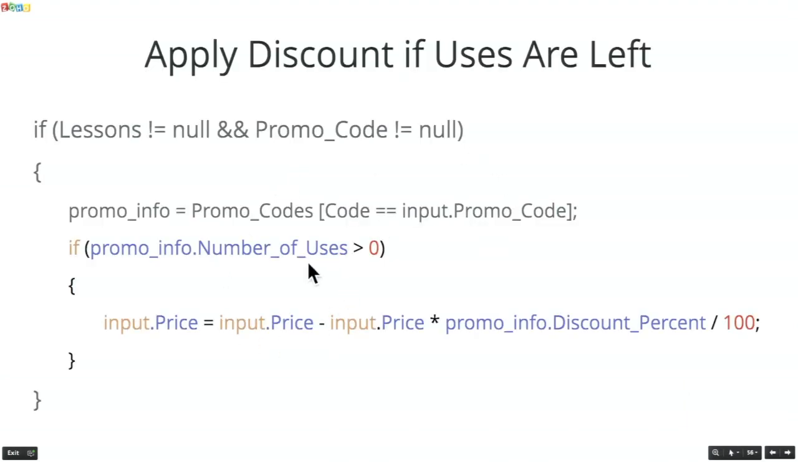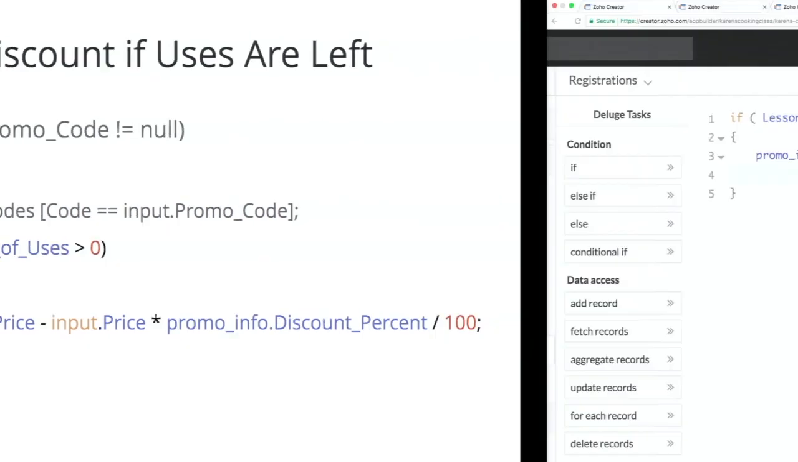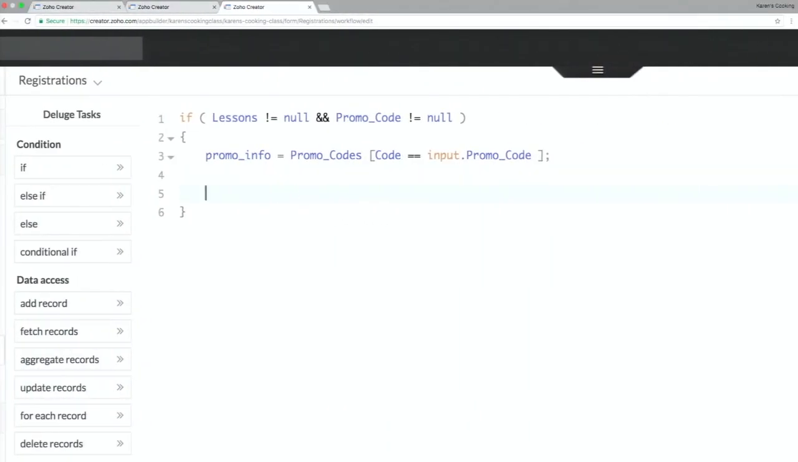So this is actually the script that you need to add in here, and the other part that we're going to add is this conditional. Before we can apply our discount, we need to actually make sure that there are uses left on our promo code. So we're going to do one more conditional, which is actually inside this other conditional, right?